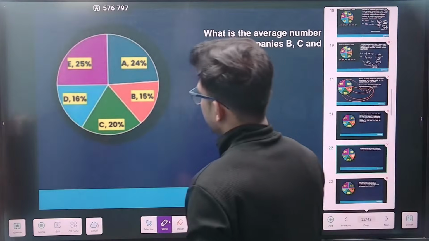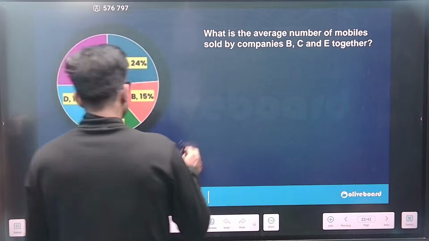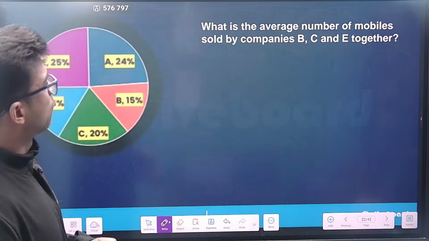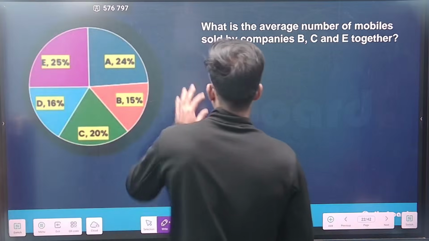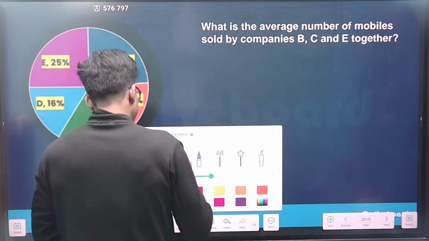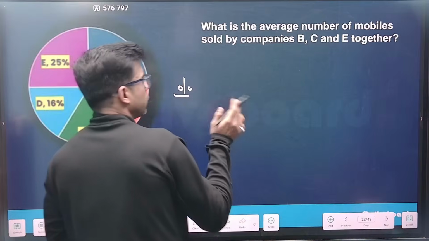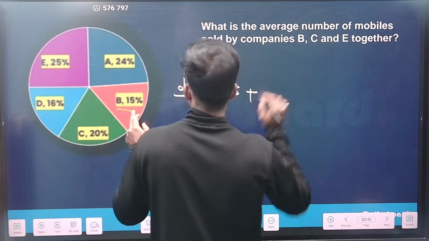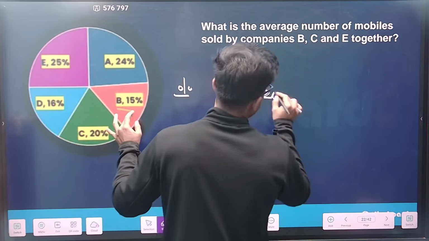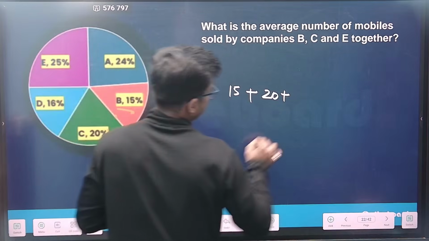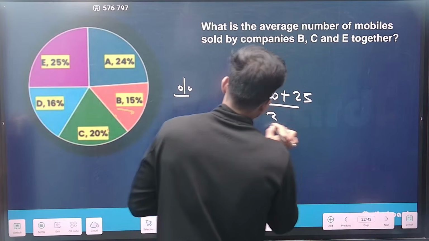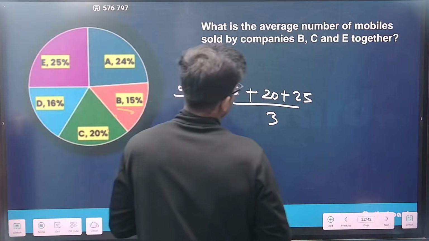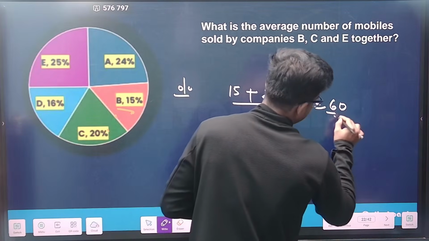Now, can we solve this question without taking the values? It asks for the average number of mobile phones sold by companies B, C, and E. Now, for an average, can I take the percentages? If I take a percentage, will it harm me? No. B is 15, C is 20, and E is 25, divided by 3. 15 plus 20 plus 25 is 60, by 3, which is 20%.